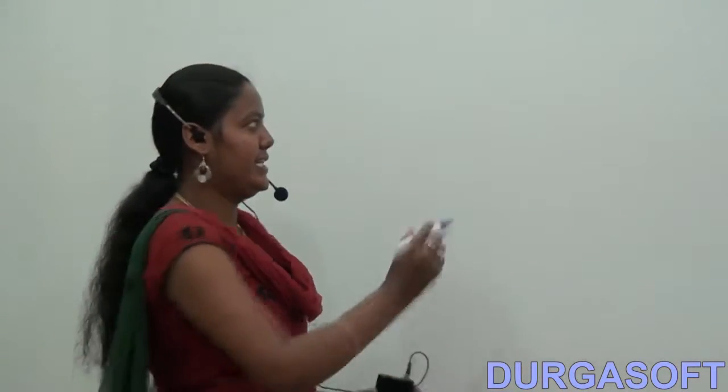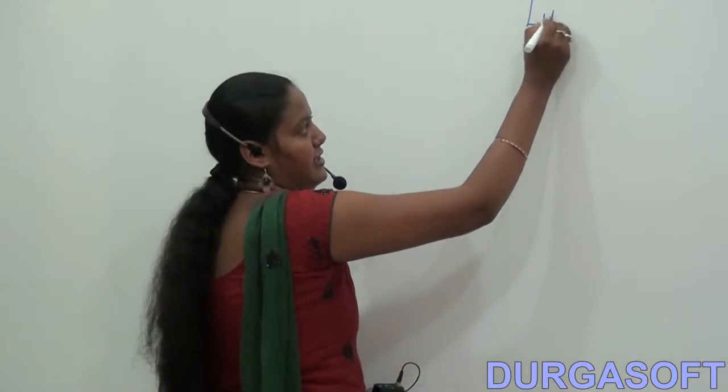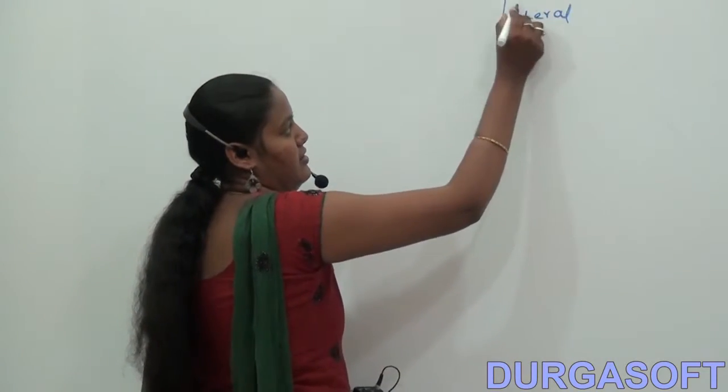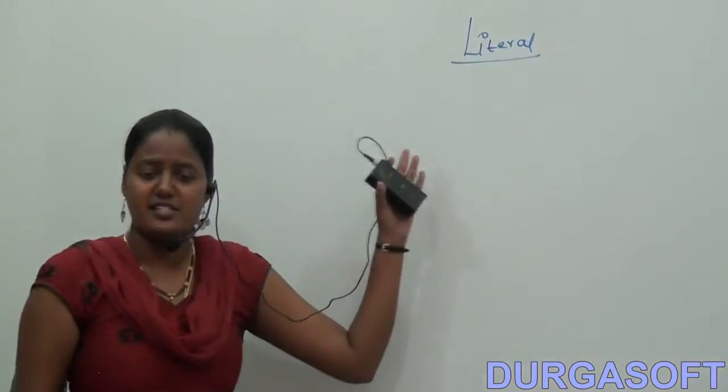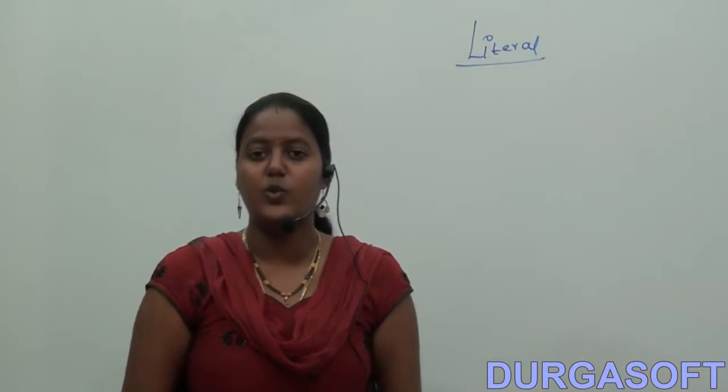Let us discuss literal and types of literal. Actually, what is a literal here? Literal. So what is this literal? Literal is nothing but a constant value assigned to the variable; we call it a literal. A constant value assigned to the variable, we call it a literal.